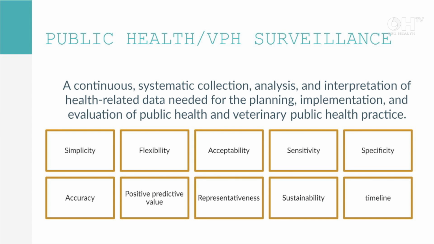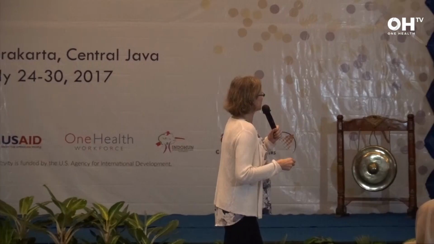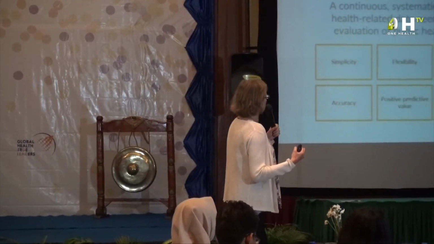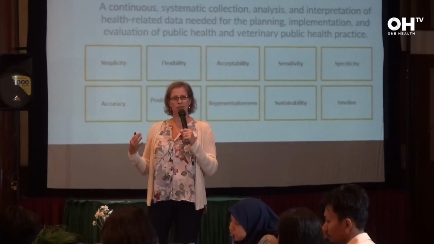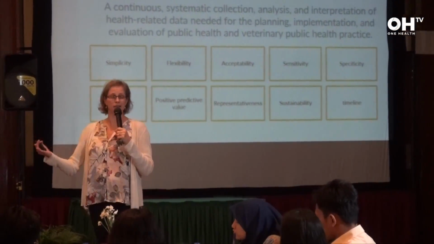And I mentioned this already a bit about public health surveillance, what it is. It's continuous systematic collection, analysis, interpretation of data related to health that you need for planning, for implementation, so responding to disease outbreaks, and for evaluation of how good a job you're doing at protecting human and animal public health. And by animal, I mean domestic and wild animal too. And surveillance is tied to actions.